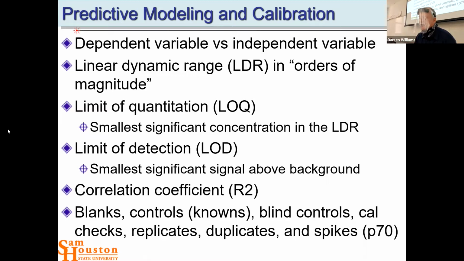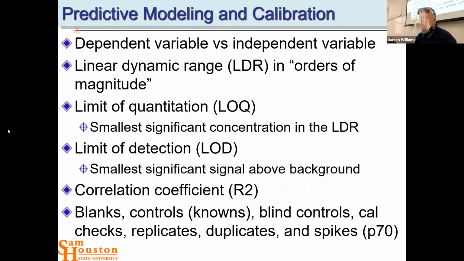There's blind controls, where if I'm doing an analysis and checking my own calibration, then I have you make one up, and then I check my work with yours, and I don't know what the concentration is, and so then I would calculate the concentration and give it back to you. There's calibration checks where I put in a known concentration at different places in my model and see if it hits the line or not.